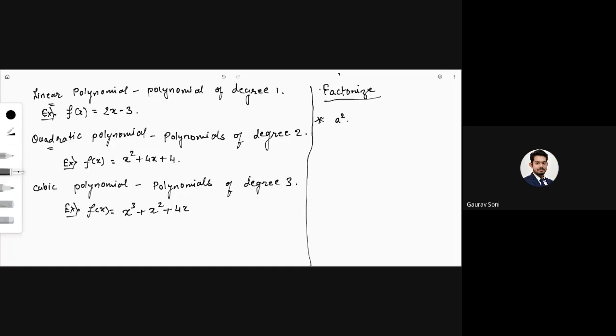A square minus b square. Does anyone know this? Yes, Mansi? Tell me. A minus B. Yes, Soumya, tell me. A plus B. So a minus b, a plus b. This is how you factorize.